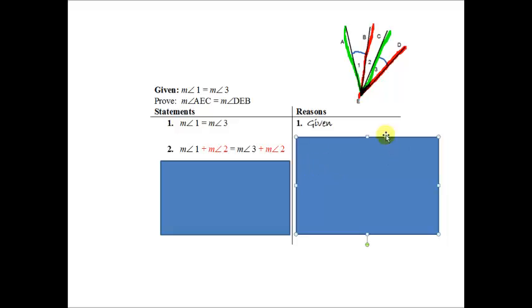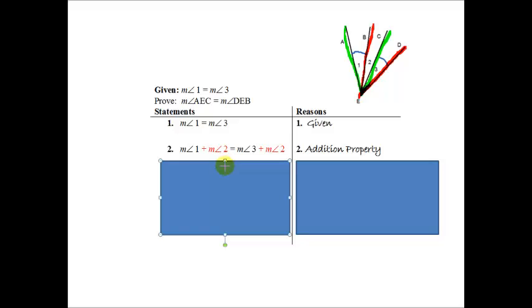What allows me to add the same thing to both sides? That would be simply the addition property. Just like we do when we're solving an algebraic equation, we're just going to add this angle to both sides. Well, now what did we just say? What's the name of angle 1 plus angle 2? If I add those two together, that's my angle AEC. And the same for angle 3 with angle 2 combined. 3 and 2 combined make angle DEB.